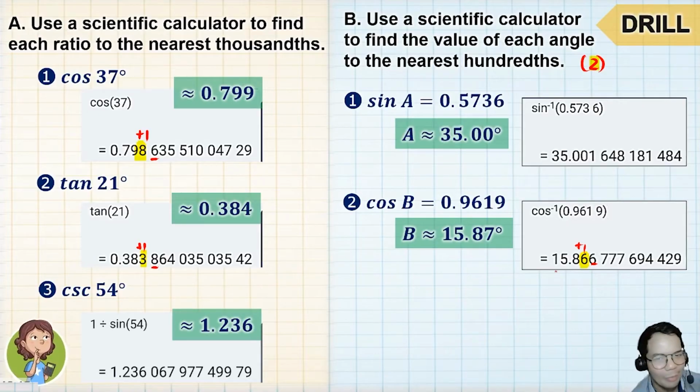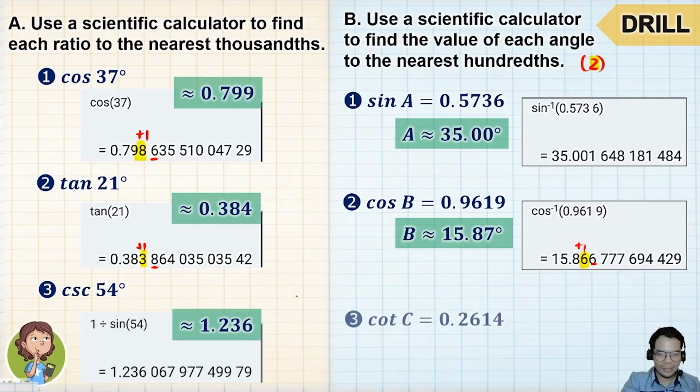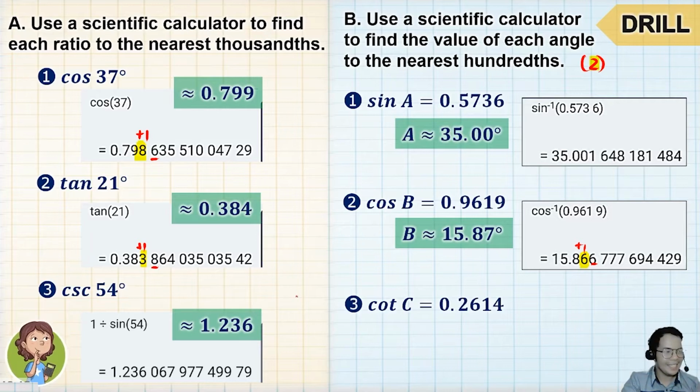Okay po? Okay lang, hindi naman bawal magkamali dito sa exercise natin, di ba? At least napapansin natin na, okay, 2 decimal places, hindi whole number. Gets po? Okay. Let's proceed to the third example. Ito, inverse trigonometric ratio. How about cotangent C is equal to 0.2614? What should be the value of angle C?